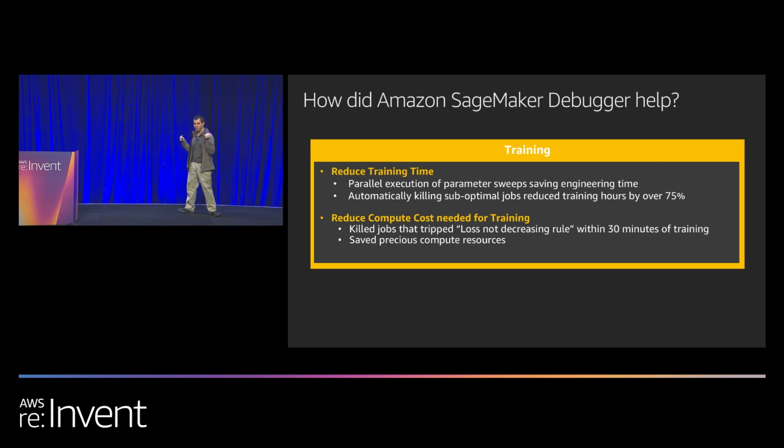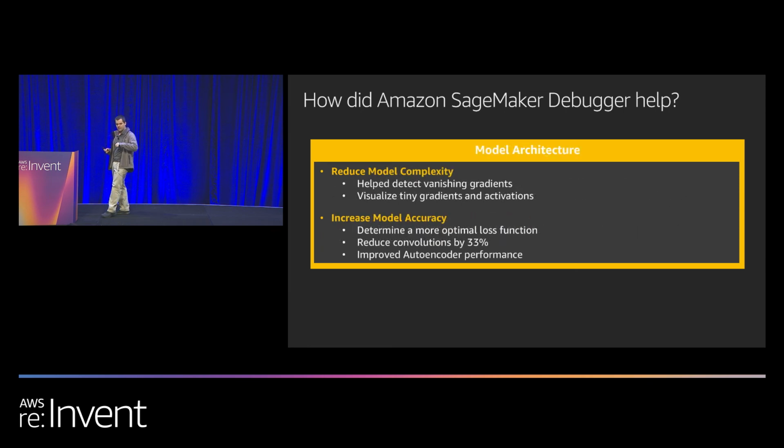Instead of running for a day or more, jobs that were not performing well in our parameter sweep were killed within 30 minutes because they tripped the loss not decreasing rule. So aside from the creation of rules that allow us to execute parameter sweeps in parallel without having to worry about the cost of allowing all the jobs to run to completion, SageMaker Debugger also provided unique and powerful tools for the analysis of our model's internal structure.